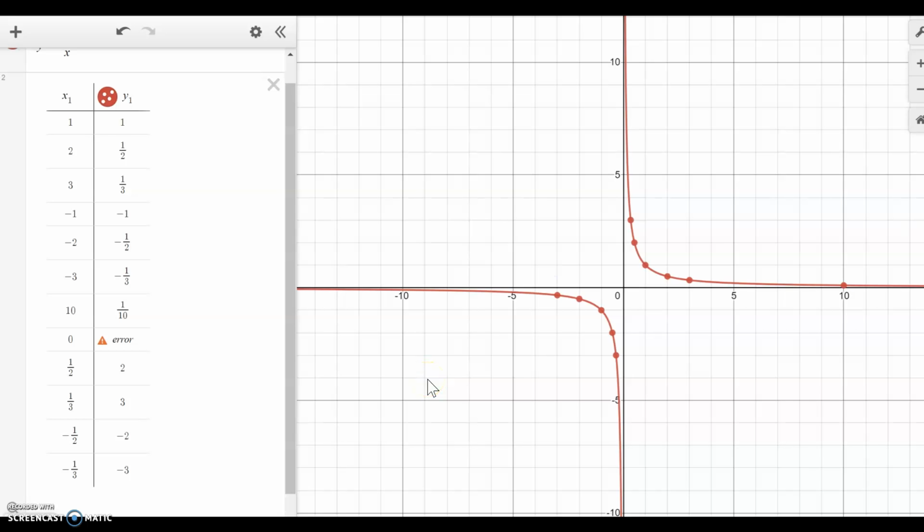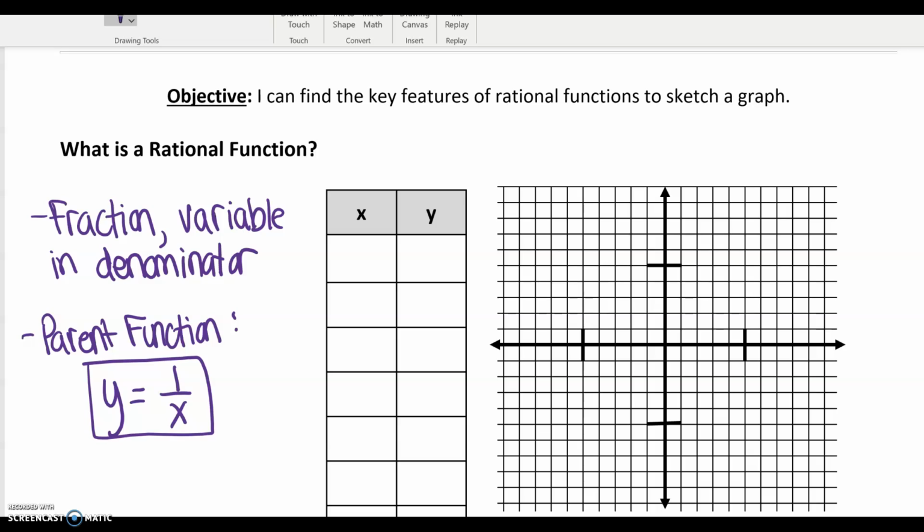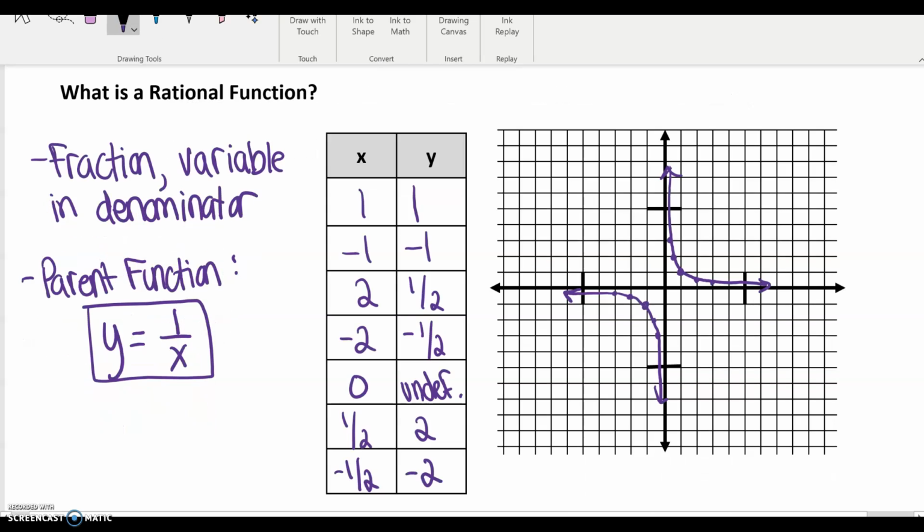So this is what a rational function looks like in general, although we can transform it by moving it, stretching it, all that other stuff like we've looked at with other functions. I want everyone to have a graph of the parent function in your notes. So, where'd that come from? I just plotted what this would look like off of Desmos. This is what I want you to plot on your own paper. Pause the video, do that. And as soon as you come back, we'll keep going.